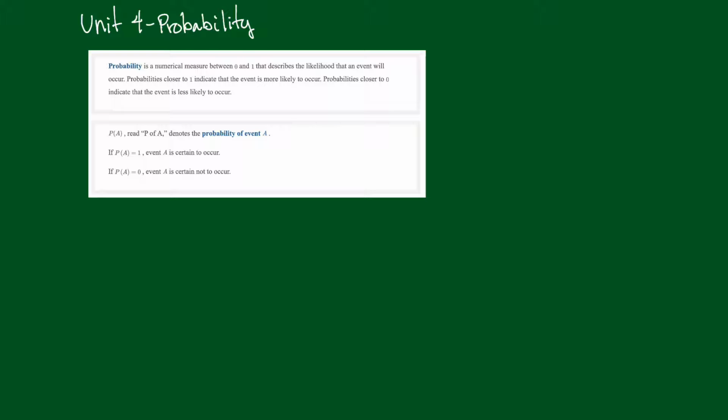Now, probabilities closer to 1 indicate that the event is more likely to occur. Probabilities closer to 0 mean it's less likely to occur.